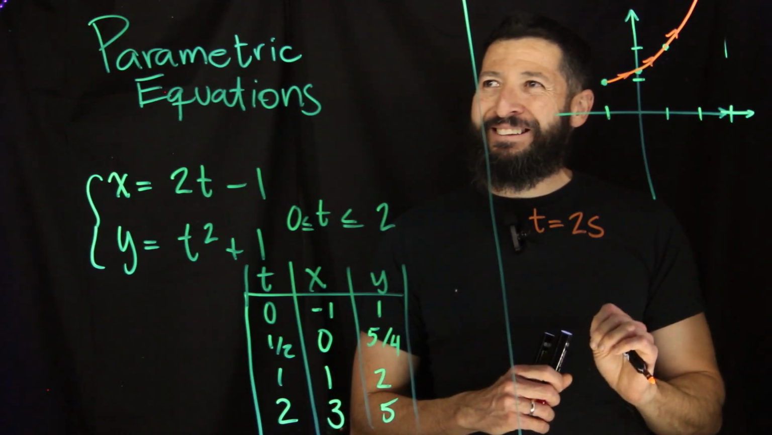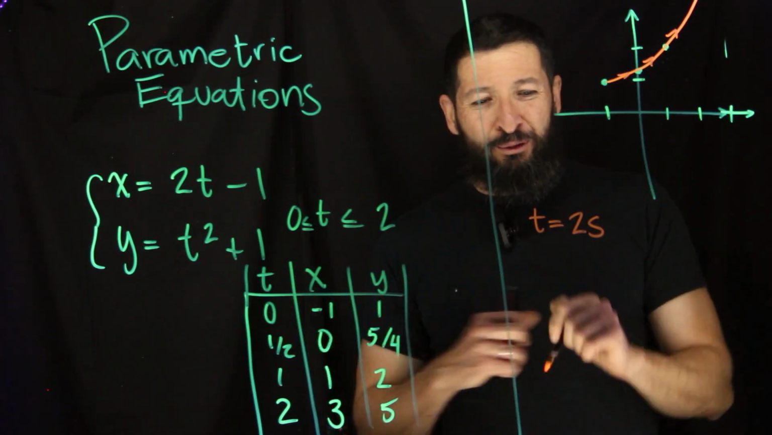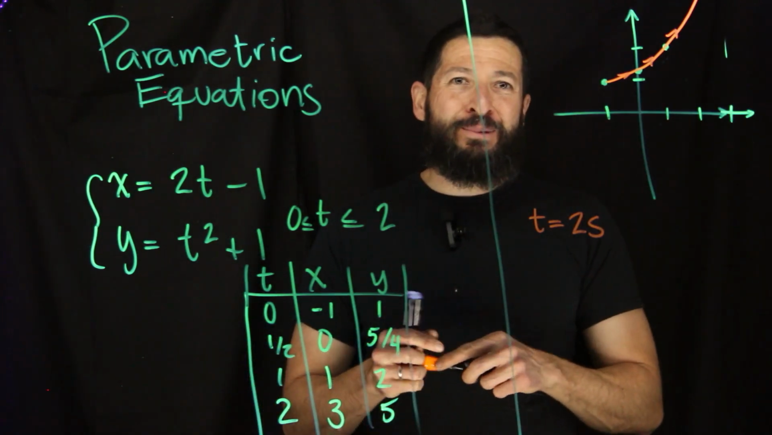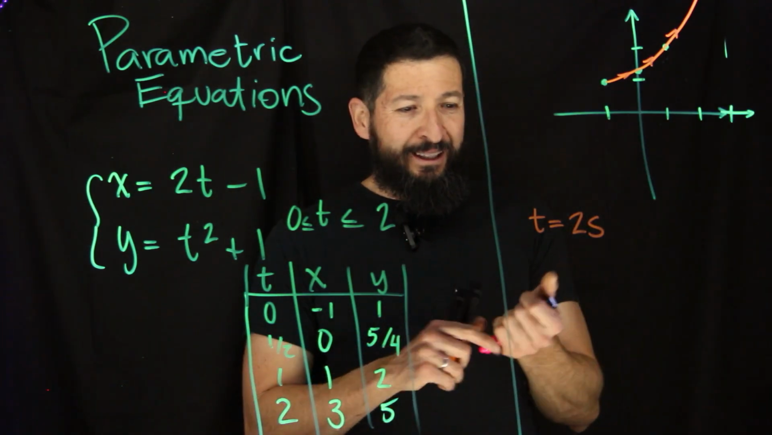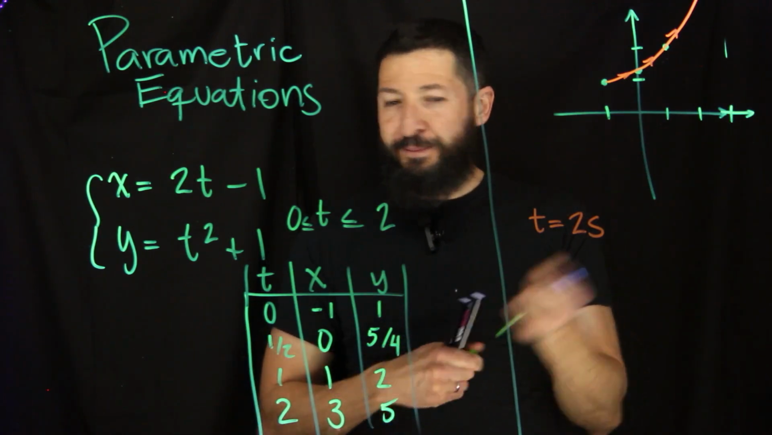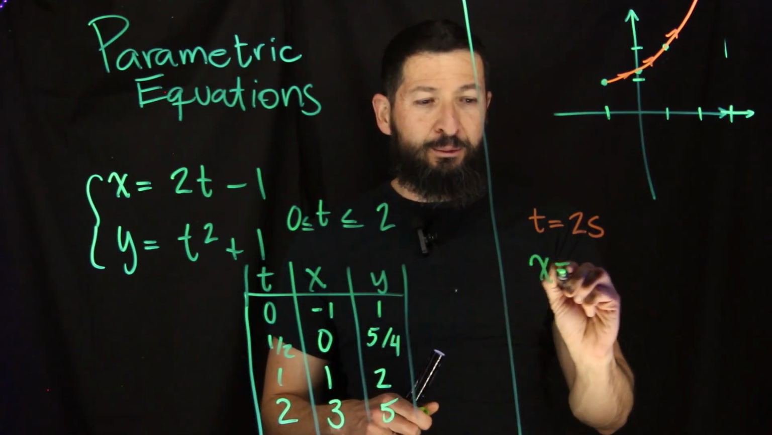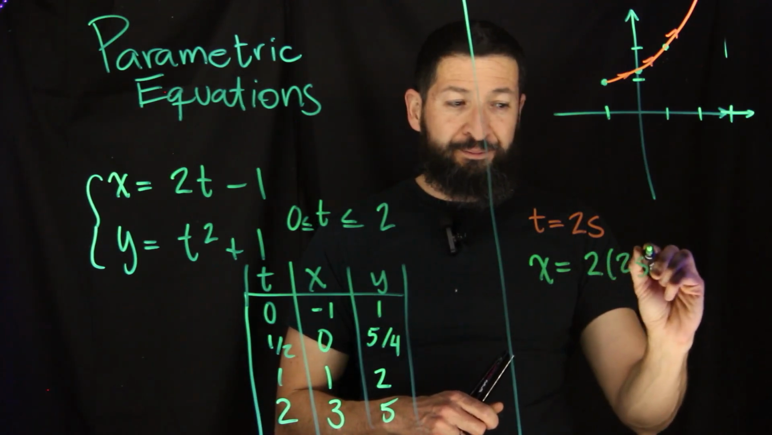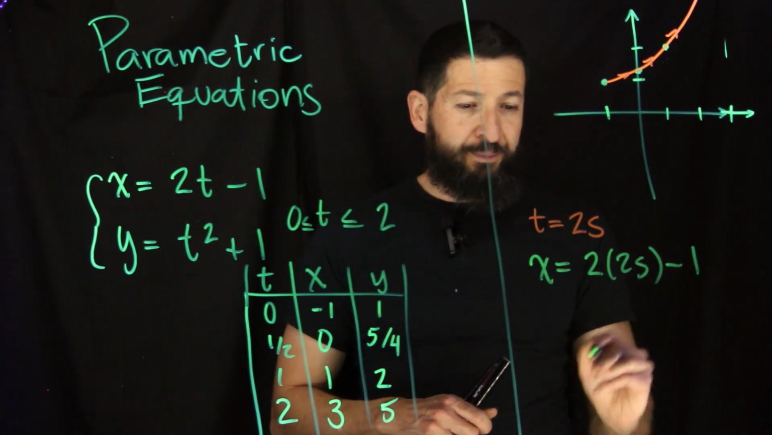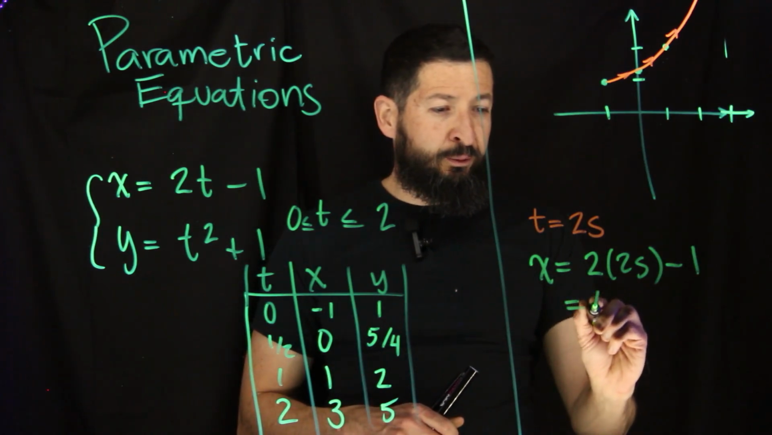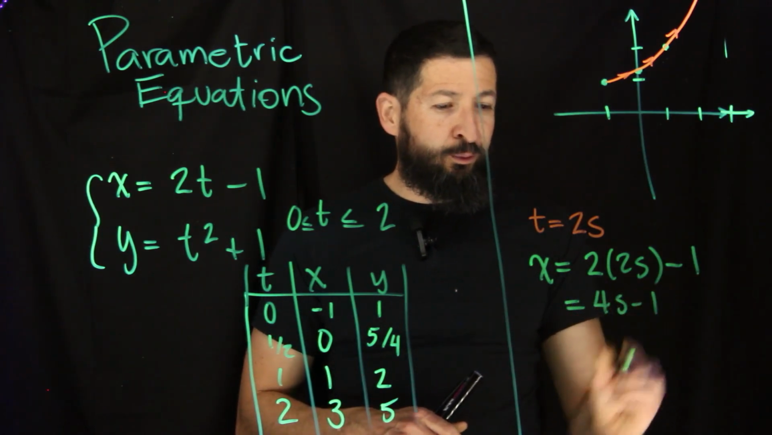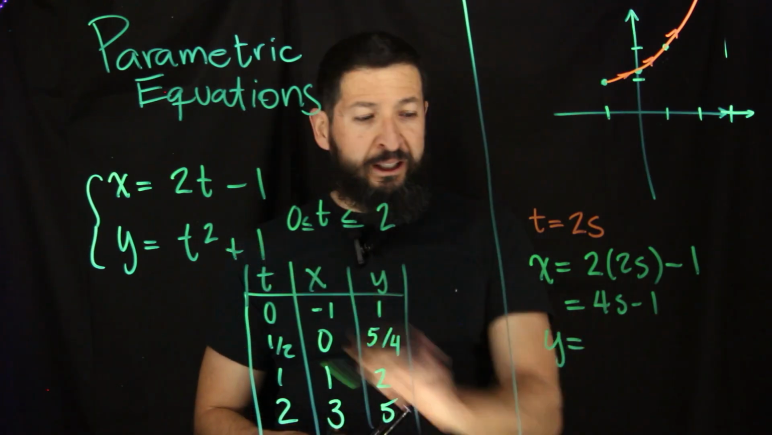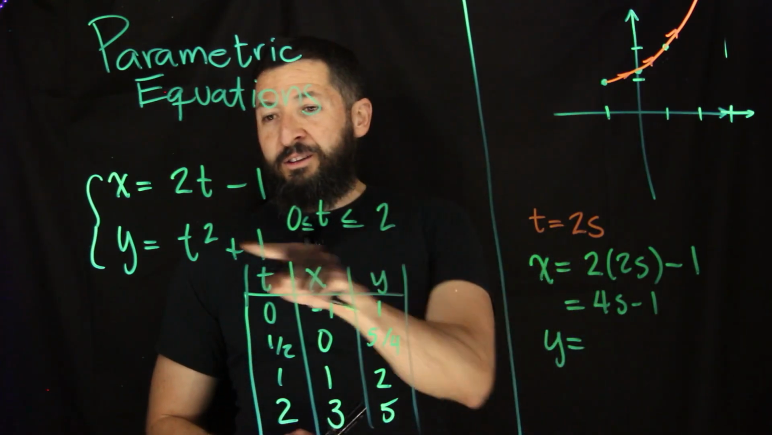I'm being a little bit sketchy there, but let's say I'm just reparameterizing by a factor of 2. All right, so if I plug that in, what do I get? Well, I get that x now is going to be equal to 2 times 2s minus 1. So x is going to be equal to 4s minus 1. And y is going to be equal, when I plug it in there, I'm going to have 2s squared.